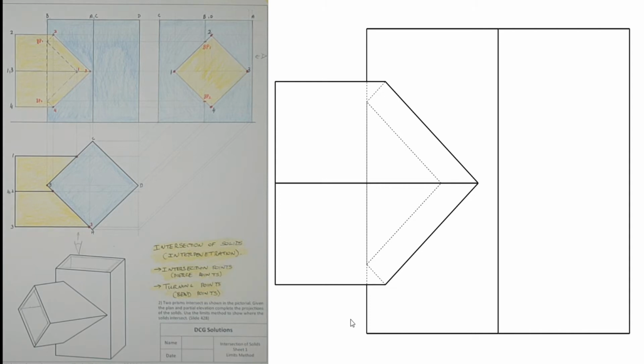So dealing with simple prisms, that's our first example, and we're going to move on now to some slightly harder examples.